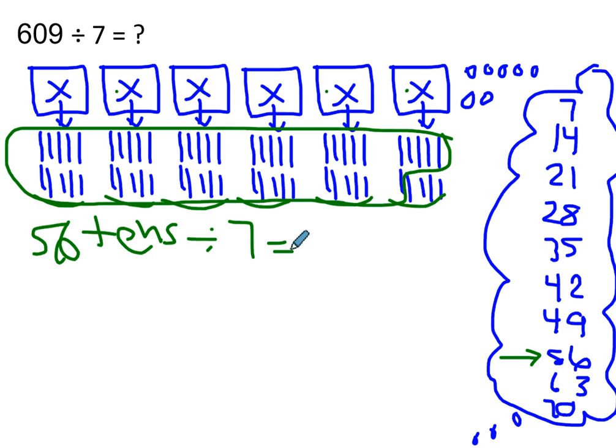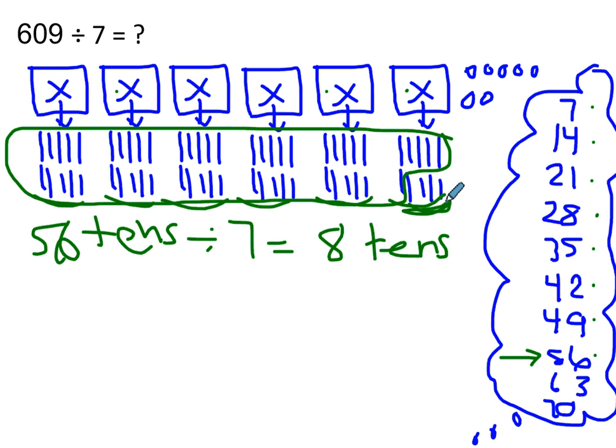My answer is going to be, and then you can come here, you can count 1, 2, 3, 4, 5, 6, 7, 8. It's going to go 8 times. So now we have 8 tens in each group. What is left? I have 4 tens left. Can I divide my 4 into 7? No.